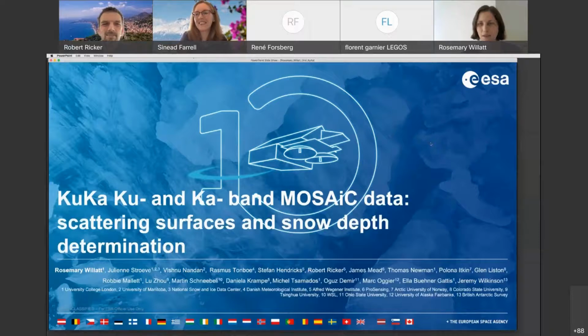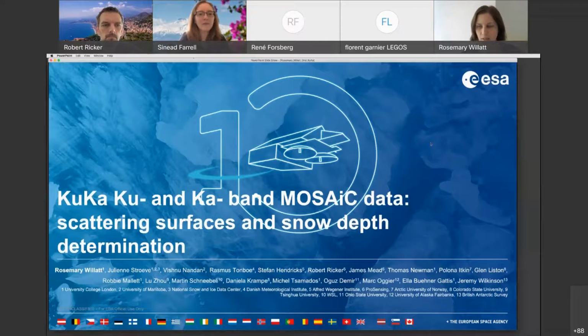So I'm Rosie. I'm a postdoc. I work for Julienne Stroeve at UCL in London. And I'm going to be presenting some results from the KuKa instrument, which is a surface-based, fully polarimetric Ku and Ka band scatterometer, which can also operate like an altimeter. I'm going to talk about some data that were gathered during Mosaic, about the scattering surfaces that we see in these data, and also about snow depth determination based on these surfaces.